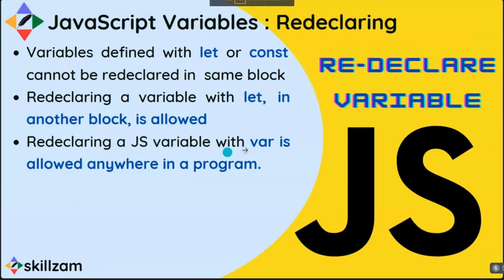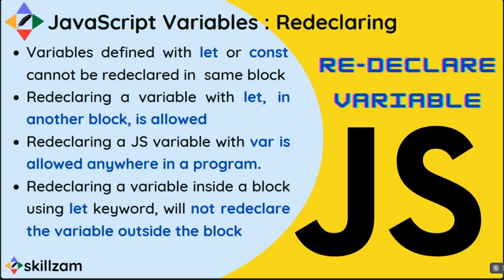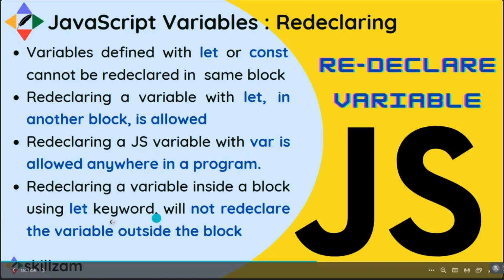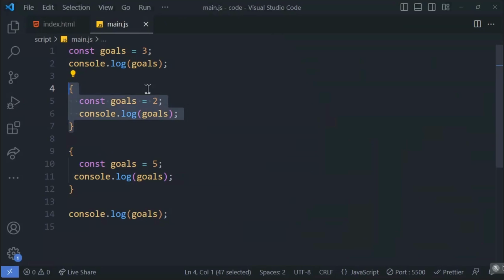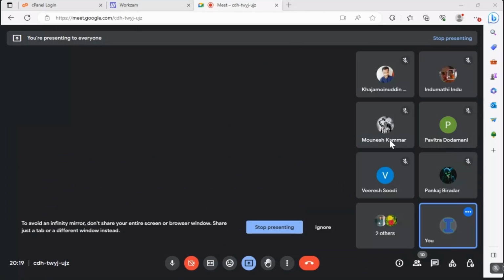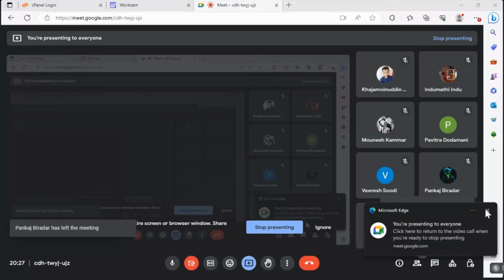Redeclaring a JavaScript variable with var is allowed anywhere in the program. That we also saw. You can redeclare var anywhere in the program, because var itself does not have block scope, so you can go ahead and redeclare anywhere. And redeclaring a variable inside a block using the let keyword will not redeclare the variable outside the block. Again, that we also saw with the example.